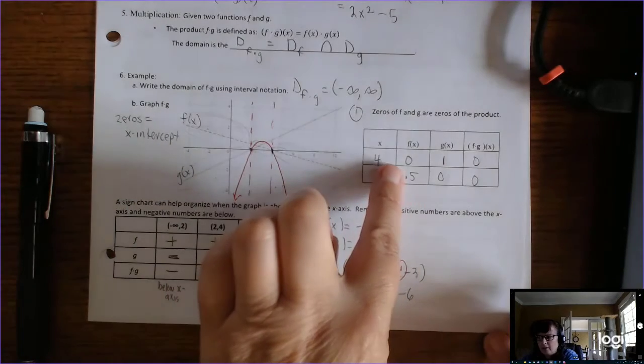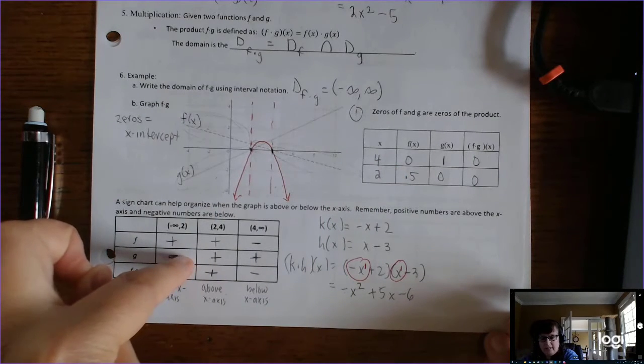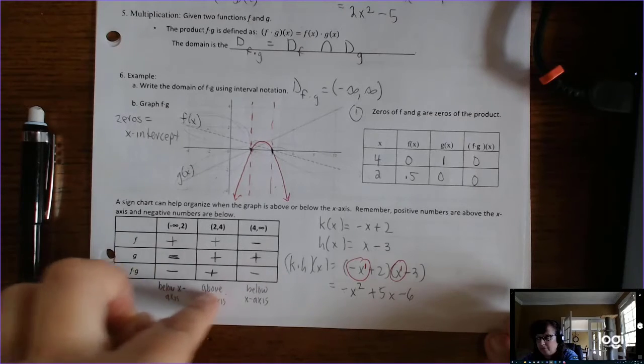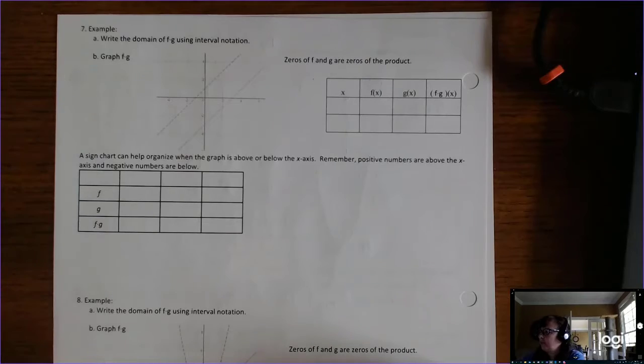When it's a product, you want to find the zeros and you want to make a sign chart, and then you want to use the negative, positive, negative to figure out what the graph is going to look like. Okay, so let's try this one.